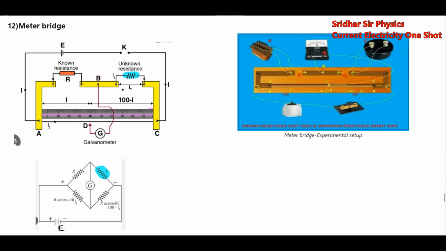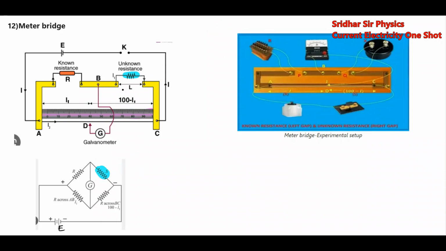Okay, there's a length L1. L1 I'll indicate. This is 100 minus L1. Current will flow like this, from the cell. It is connected to the resistor AB, and next this is BC. Symbols also, a little bit.